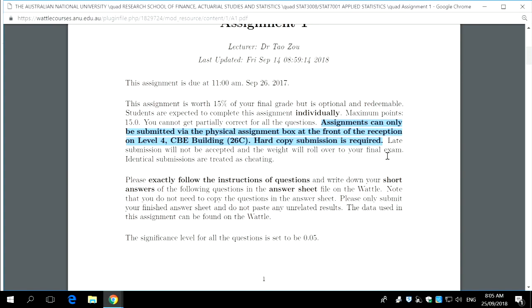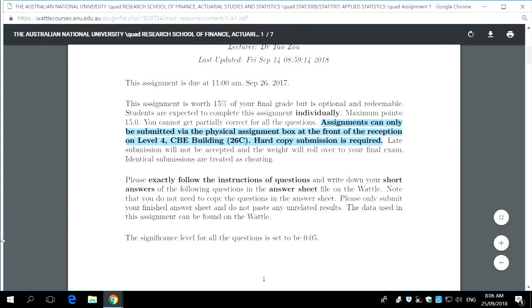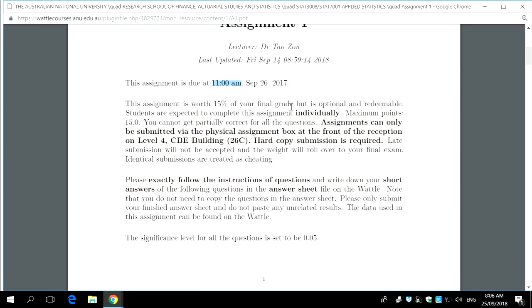Okay, let's start this lecture, and welcome to today's lecture. One thing I need to remind you is that assignment 1 is due tomorrow, at 11 a.m. in the morning, not 11 at night. Also, only hard copy submission is permitted, so you cannot send me an email about your assignment 1 and say that you have already submitted, because only hard copy submission is required.